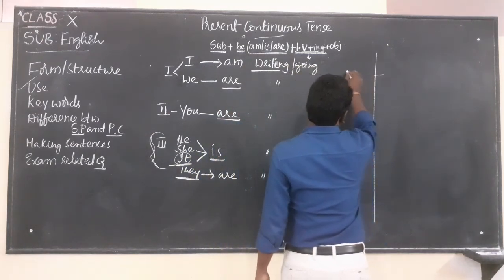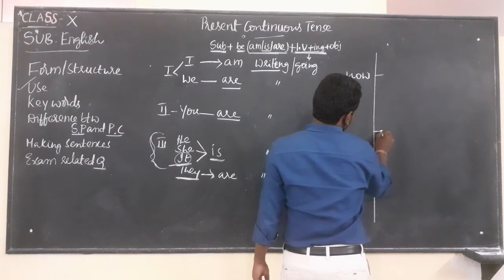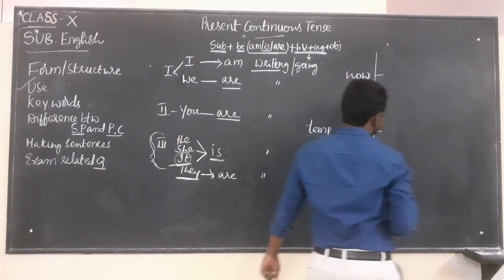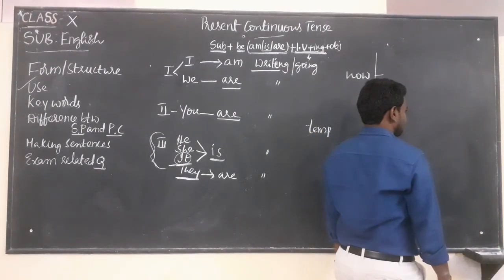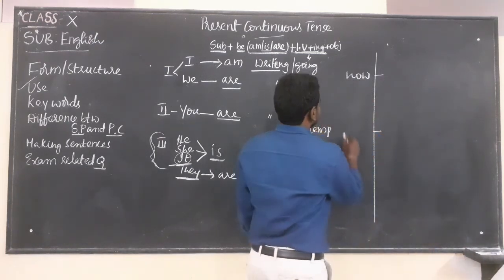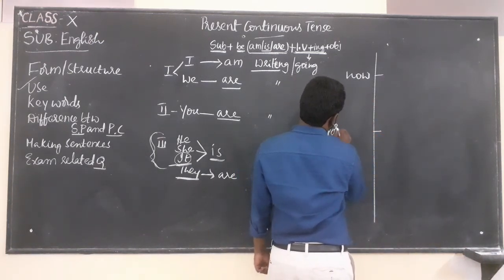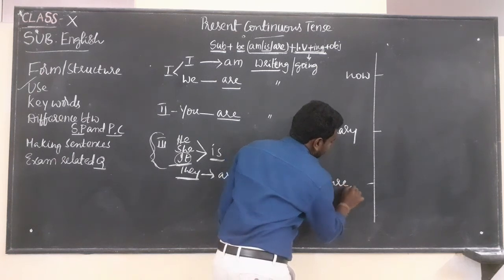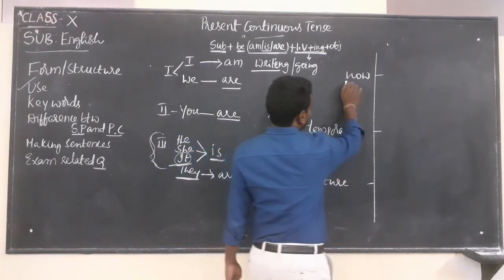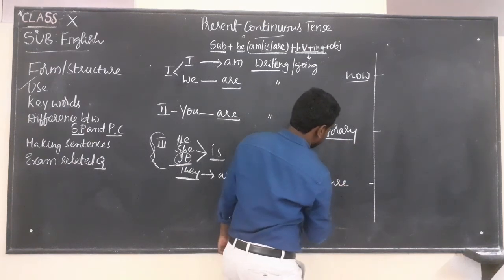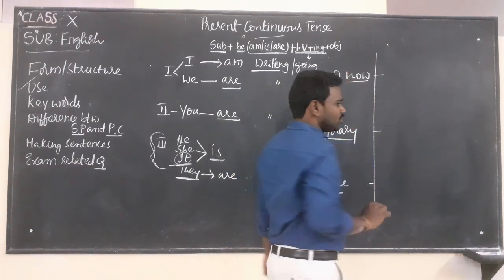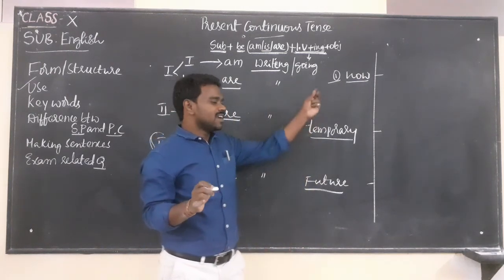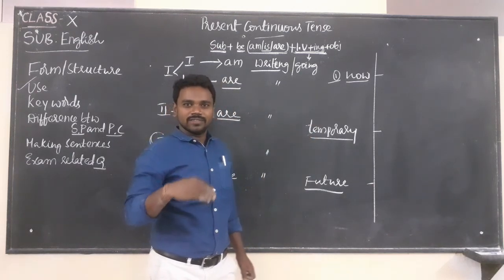Now, temporary, and to indicate a future event. So we use now, temporary, future. Here in the first usage, to denote an action going on at the time of speaking, that means at the moment, at present. So whatever we do at the moment.